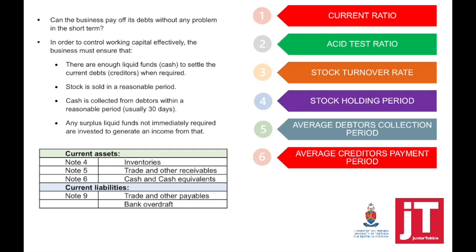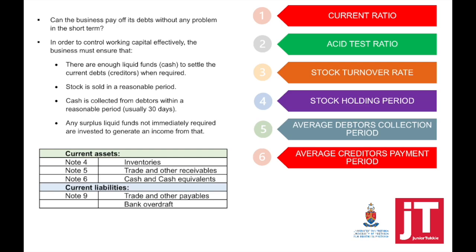The financial indicators that form part of your liquidity are your current ratio, where we're looking at, will we be able to meet our short-term obligations? Does our current assets exceed our current liabilities? Asset test ratio, if we take inventory out of the equation, would we still be able to meet our short-term obligations? Stock turnover rate, how many times per year do we turn over our stock? And our stock holding period, how long do we keep our stock? Do we have enough stock?